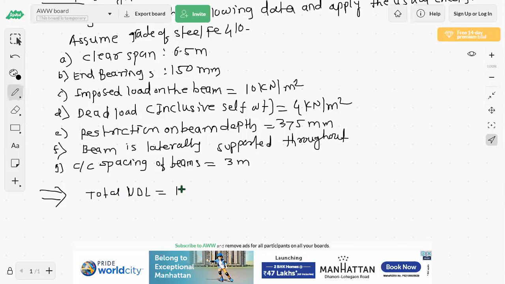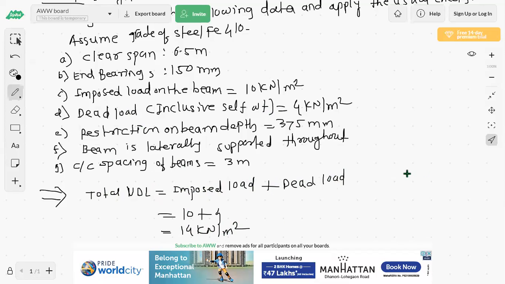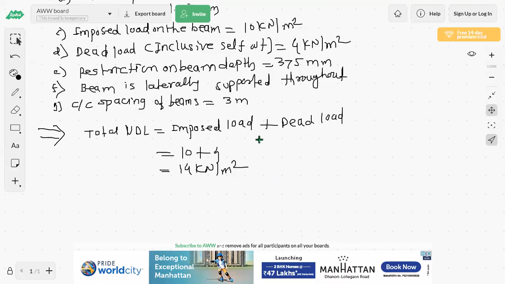Total UDL is equal to 10 kilonewton per, which one will it be? Imposed load plus dead load. Are you getting these two loads? So 10 plus 4, so 14 kilonewton per meter square. 14 kilonewton per meter square is the total UDL.